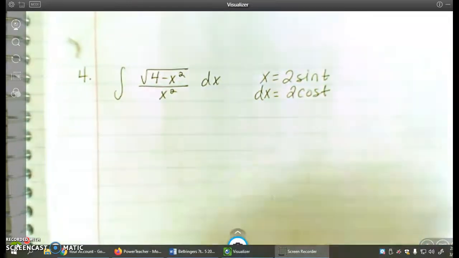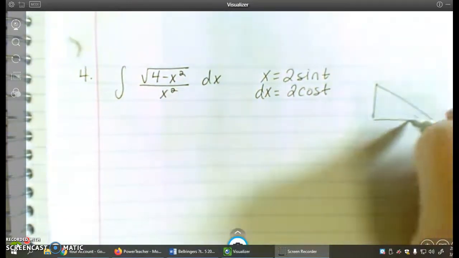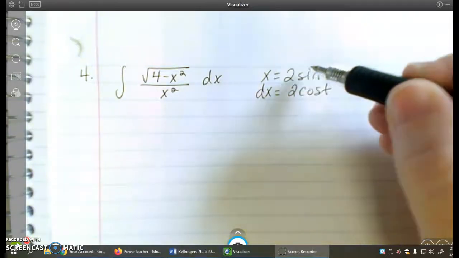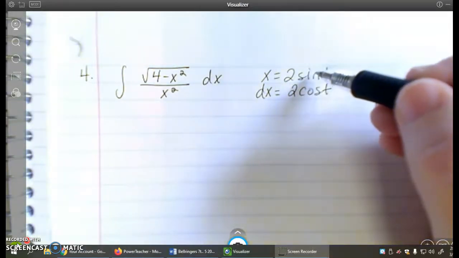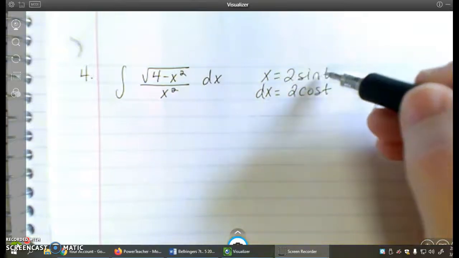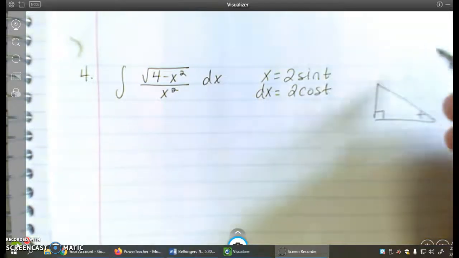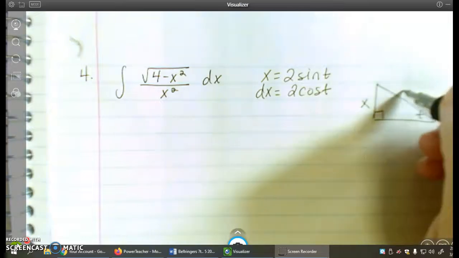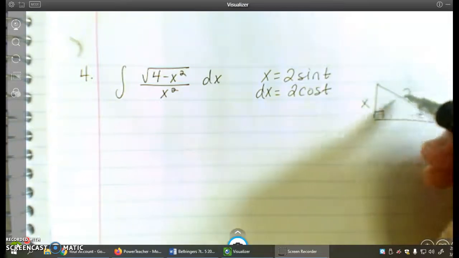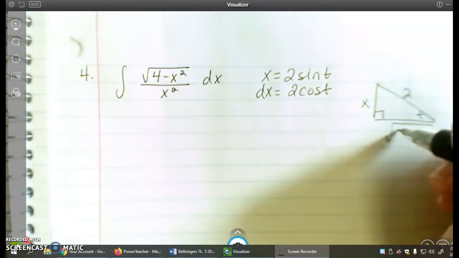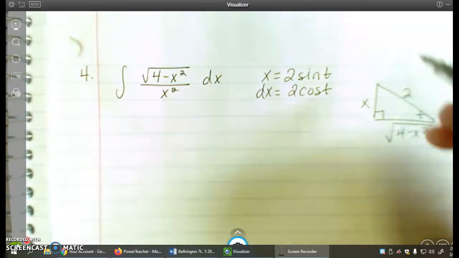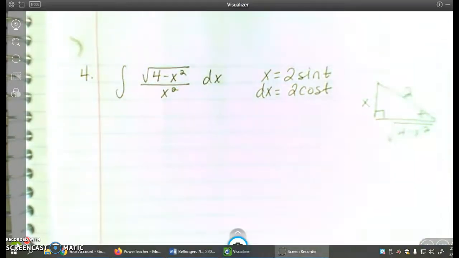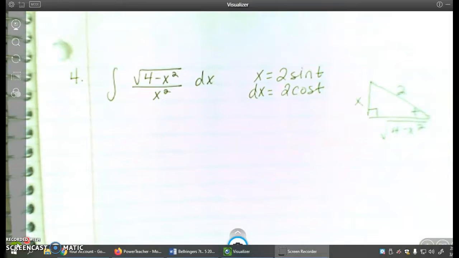And if we want to go ahead and make our little triangle, we can do that. Here's our t. We know that sine of t is x over 2. If I solve that for sine, I get x over 2. Sine is opposite over hypotenuse, so then I know that this would be x and this would be 2. If I use the Pythagorean theorem and solve for this side, I would get the square root of 4 minus x squared, which is what we were using as our substitution, so that's nice. It should always come out to be that way.